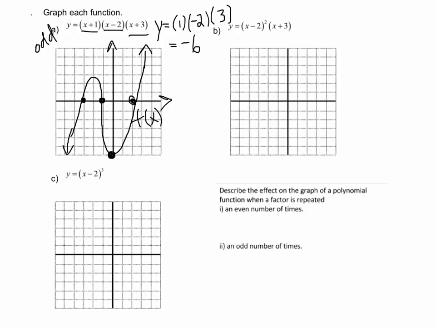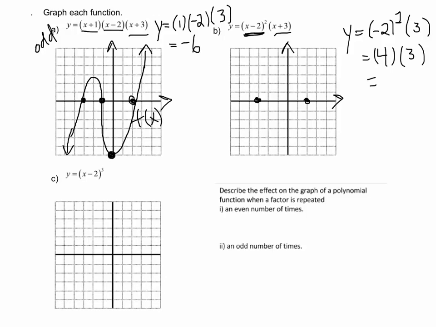Our next example, y equals x minus 2 squared times x plus 3. Let's do our roots first. For this first factor, that would be x equals 2. For the second one, it would be x equals negative 3. Finding our y-intercept, we're setting x equal to 0. We would have negative 2 squared times 3, which gives us 4 times 3, which is 12. Let's just make each of these boxes 3, so 12 would put it here.